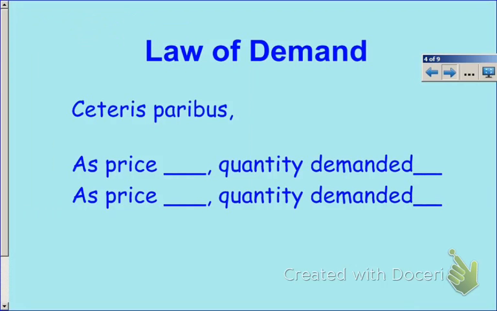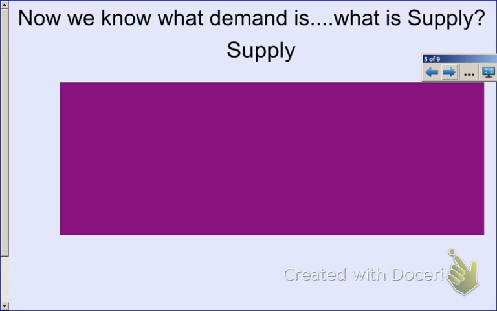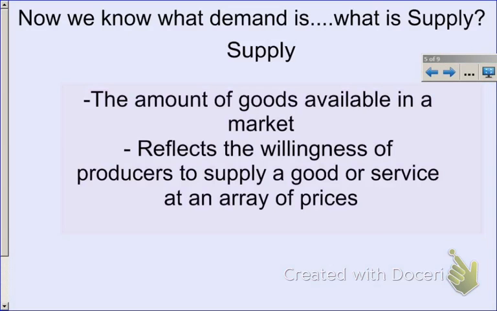Exit drawing. Okay. So now that we know what the demand curve says and the law of demand says, what we need to do is to look at supply. To show you the textbook definition again, the textbook simply says that it is the amount of goods available in a market. Now, I like to think about it a little bit differently. I think that supply shows the willingness of producers, because keep in mind, producers are your suppliers, to supply a good or a service at an array of prices.